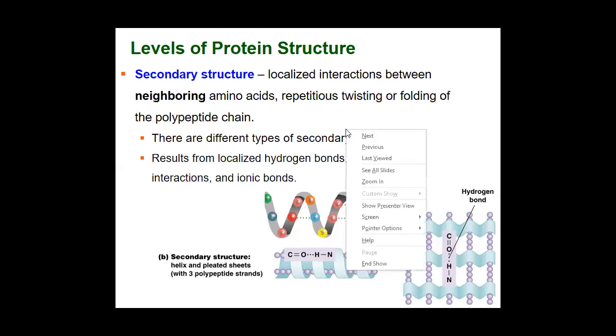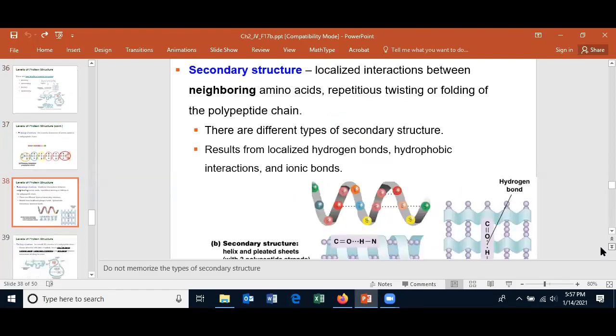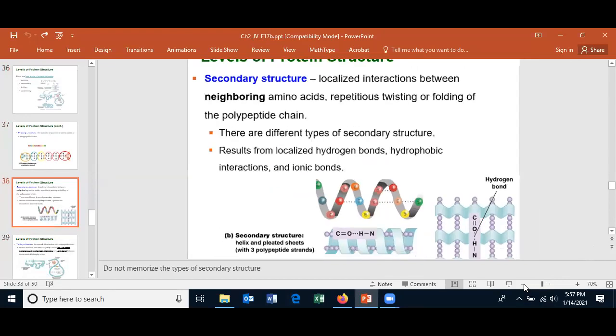Causes localized structure, which there can be, why did I go to that slide? There are 3 different types. I probably won't ask you anything about the 3 different types.